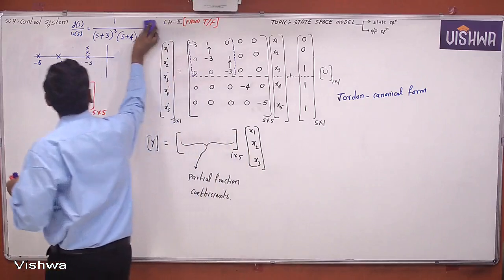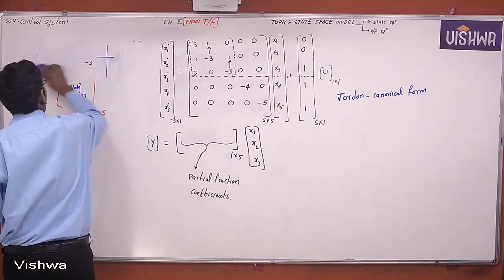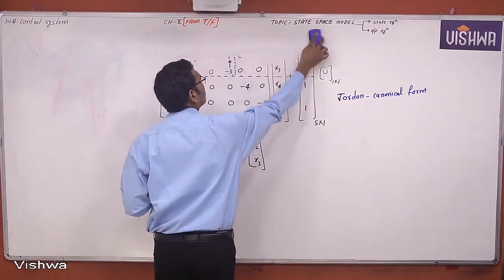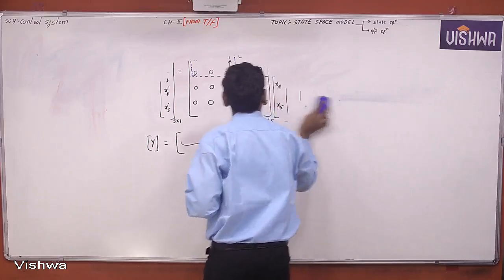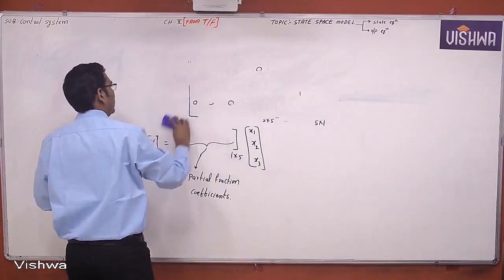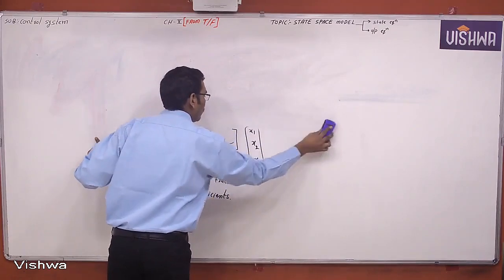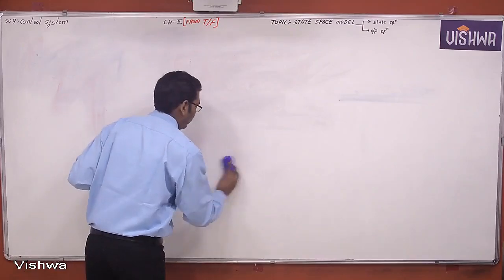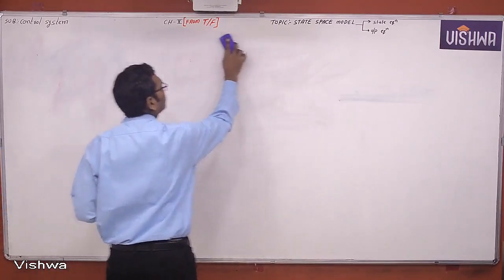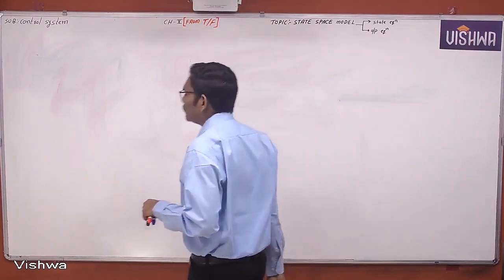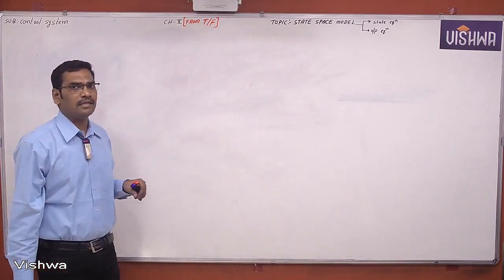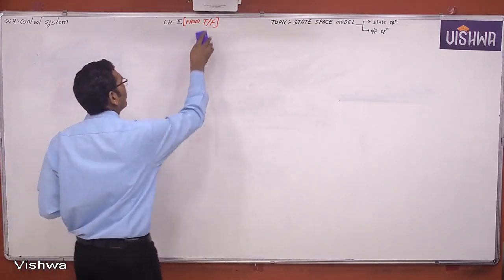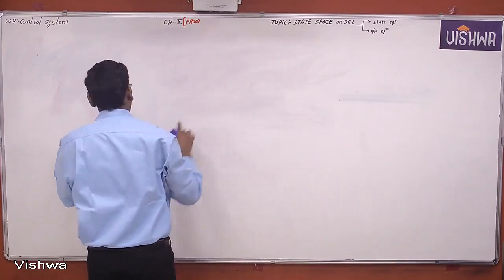This is the Jordan canonical form of state space model. So you can easily identify when the Jordan block is coming. When there are repeated closed loop poles in the transfer function, then definitely you can get the Jordan block. So this is the story of the transfer function and differential equation, Jordan form, diagonal form, controllable form, observable form.